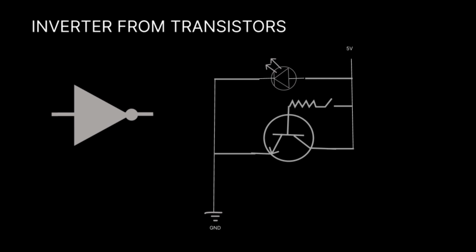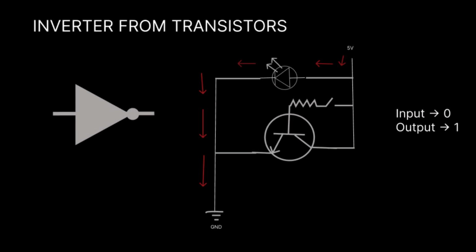When we turn the power on without connecting the switch, the LED lights up because our input is 0. When the switch is open, our input is 0. So the LED is on because the transistor is off, so the current will flow through the LED. And this works just as we saw in the inverter. When the input is 0, the output is 1.